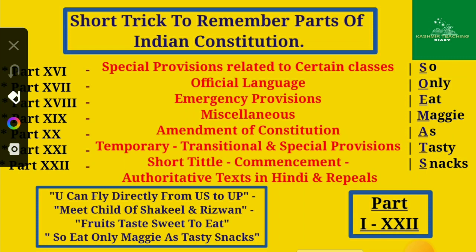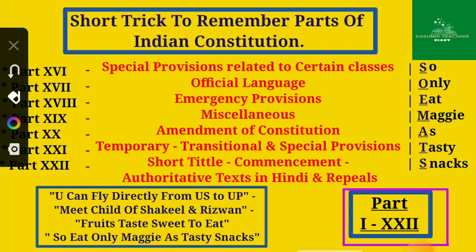In this way we tried to memorize all the parts of the Indian Constitution from part 1 to part 22. Presently the Indian Constitution consists of 25 parts, but these parts are in subcategories. For example, part 4 deals with directive principles of state policy and part 4A deals with the fundamental rights.